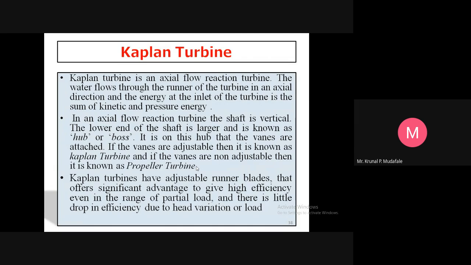If the vanes are adjustable, that means they are movable with a certain angle, and the turbine is called a Kaplan turbine. The Kaplan turbine has an adjustable runner blade that offers significant advantages, giving high efficiency even in the range of partial load. And there is only a little drop in efficiency due to head variations or load.